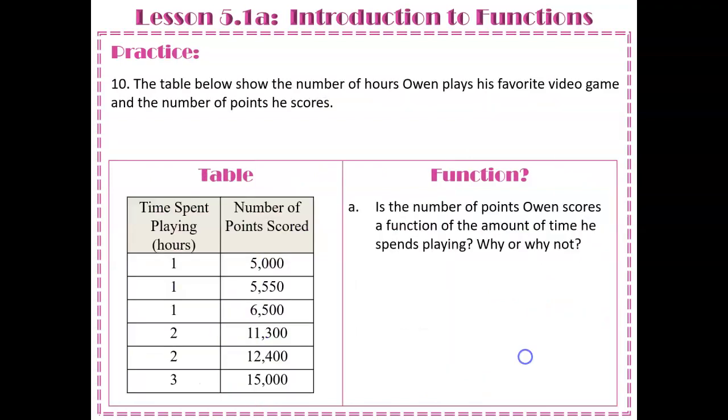All right, let's move on. Number 10, look at this table that shows the number of hours Owen plays his favorite video games and the score he gets. So after 1 hour, he could score 5,000, but still a different hour, he could score 550. Another hour, 6,550. 2 hours, 11,000. So if we look at this table, is the number of points Owen scores a function of the amount of time he spends playing? No, because 1 has several different outputs here. Several outputs. If this was a function, every time you had 1, it would be 1 unique output. You wouldn't have duplicates.